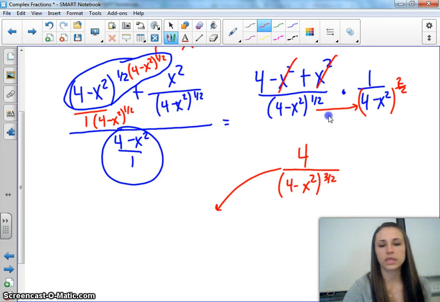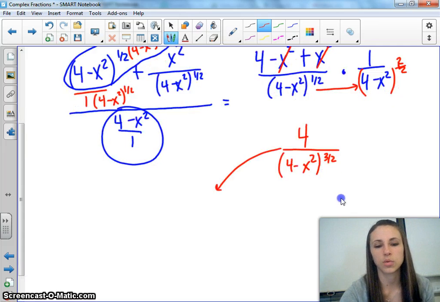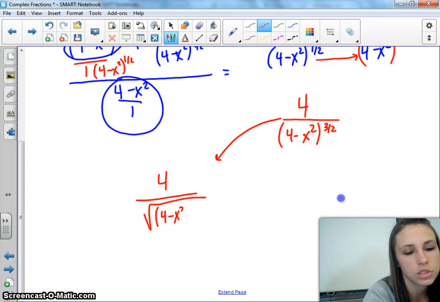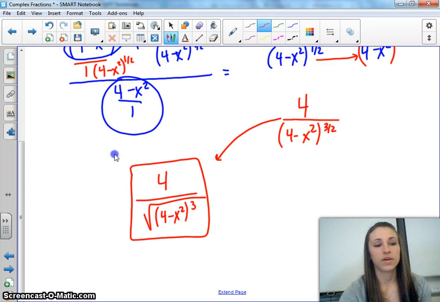But remember, we don't want to leave this as a rational exponent. We want to write it as a radical. So I'm going to go ahead and make this the square root of 4 minus x squared to the 3rd. And that'll be my final answer.